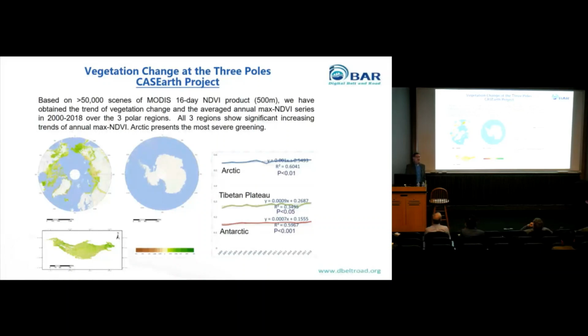It's vegetation change at the 3 poles, which are considered to be the Arctic, the Antarctic, and the Tibetan Plateau as the 3rd pole. The Antarctic, I don't think, is part of the BAR region, part of the Belt and Road yet. Maybe it will be at some point. The Arctic definitely is. We've heard mention of the ice silk road, and the opening of shipping routes in the northern and northeastern passage. And these areas, the Arctic and Tibetan Plateau in particular, are changing pretty dramatically.